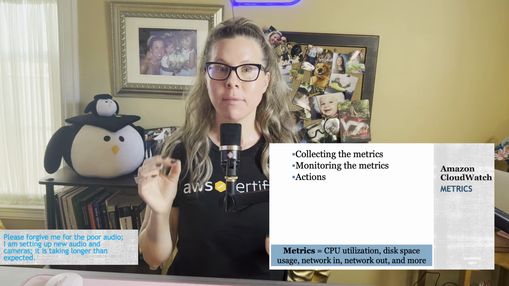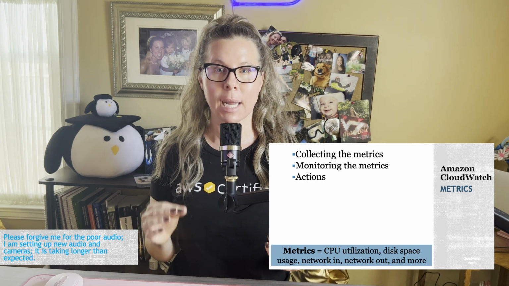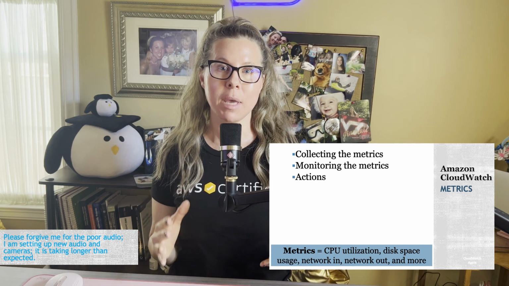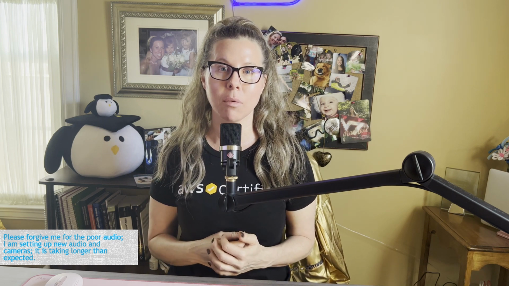Metrics are a collection of data of AWS resources and applications and can even be from on-premises sites too. The metrics are collected in a time-ordered structure, and CloudWatch automatically collects metrics from our AWS account relating to the AWS services, products, applications, and more that you are using and consuming. Examples of metrics are CPU utilization, disk space usage, network in, network out, and more.